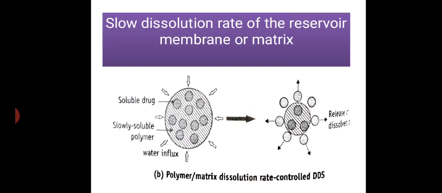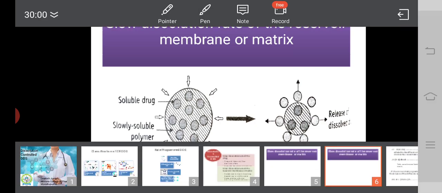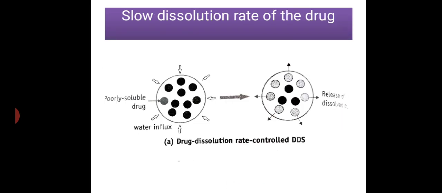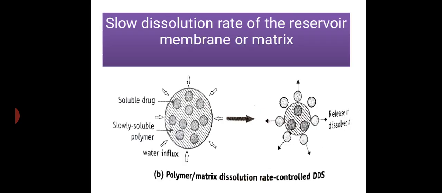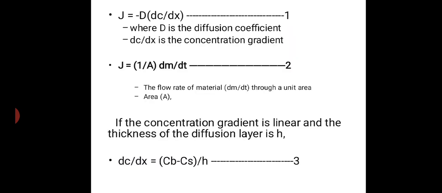In the second mechanism, slow dissolution of the polymeric membrane or the polymeric matrix. So here the slow dissolution of the membrane happens. In the previous case, the membrane is not dissolving, the membrane remains as such, whereas the drug is dissolving at a slow rate. In the second case, the matrix material is dissolving at a slow rate that helps in release of the drug from the matrix. So these are the two different categories under the dissolution rate controlled drug delivery system.